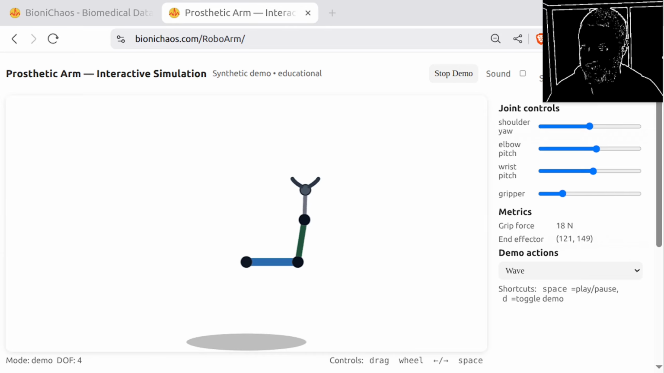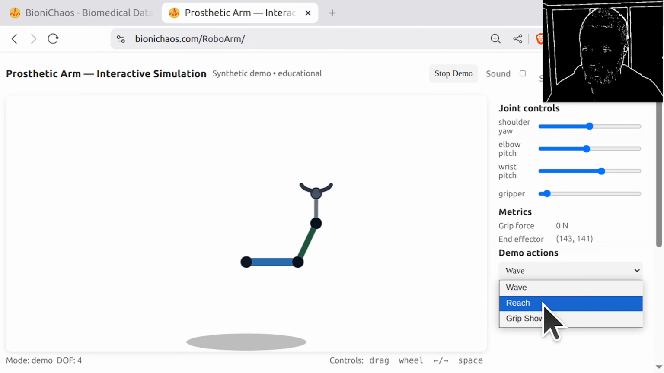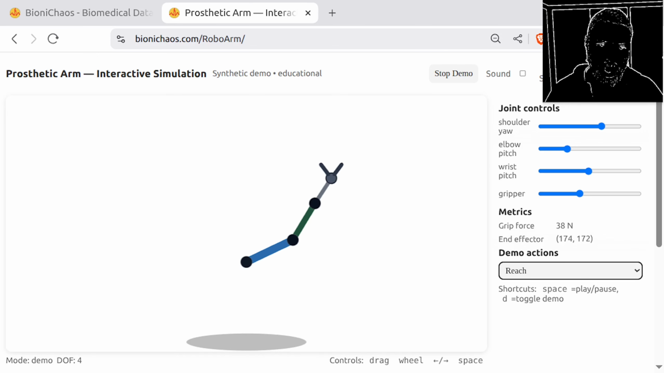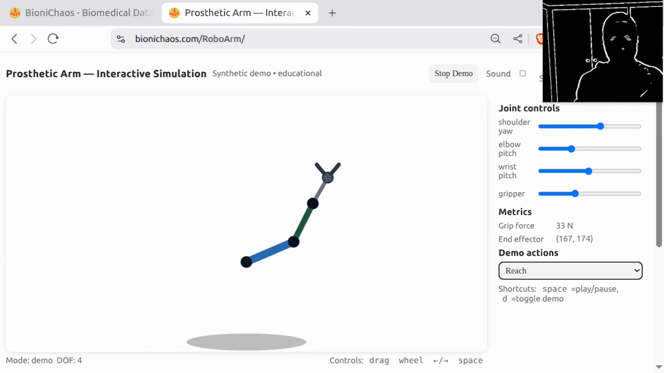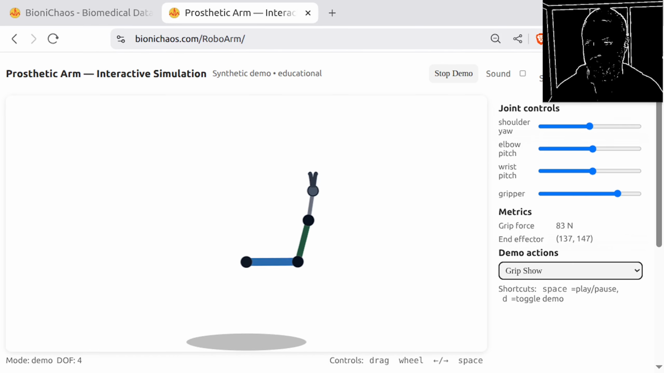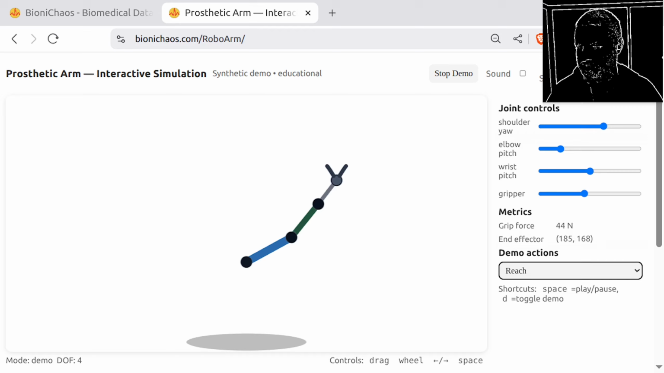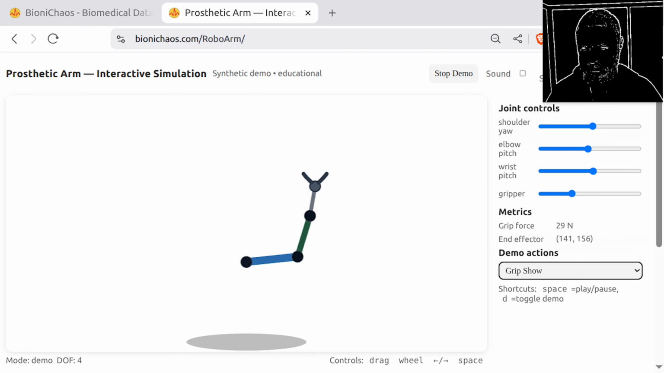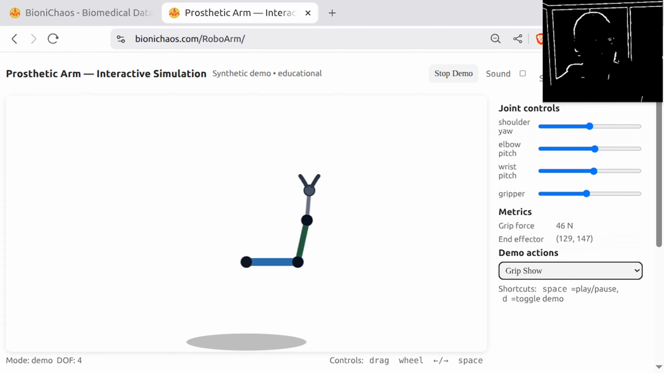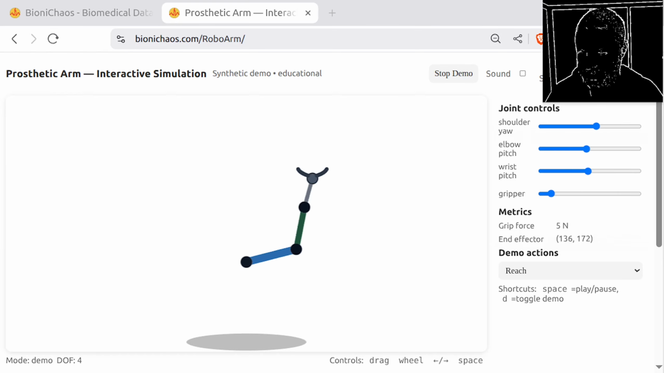What are the demo actions doing? Can you explain real quick? The demo actions allow you to select a pre-programmed action for the robotic arm to perform. In the video, it is set to wave. How about now? The Grip Show demo action makes the robotic arm open and close its gripper, as if it's demonstrating its gripping function.